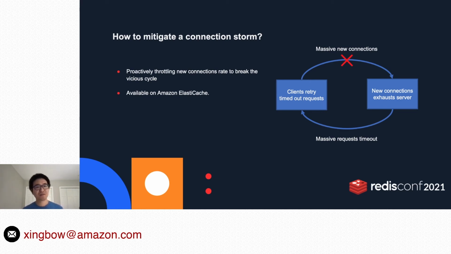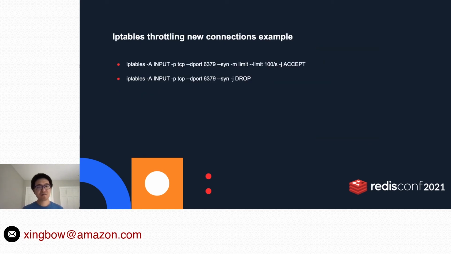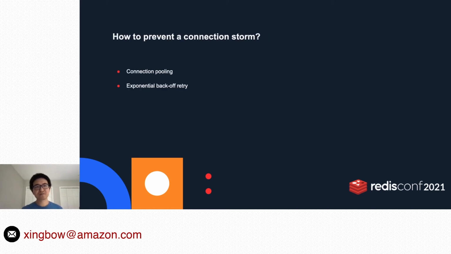This mitigation is available on Amazon Elasticache. And here is an example of using iptables rules to throttle new connections. These two rules combined will throttle the number of new connections to 100 per second.